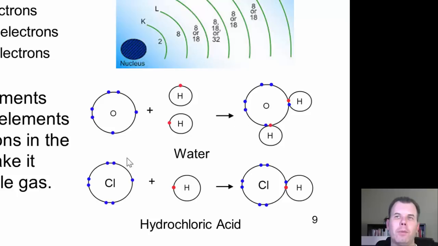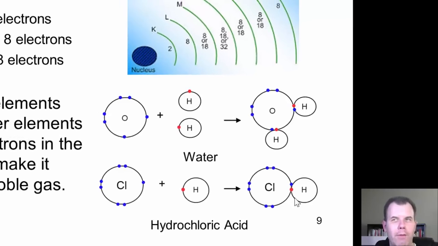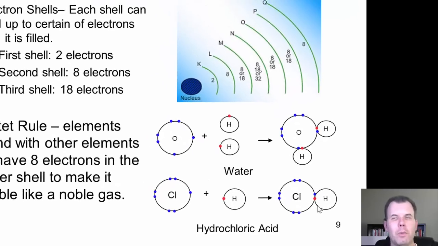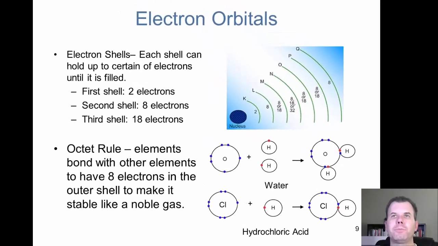So that's one example. Another one, here's hydrochloric acid. Chlorine has 7 electrons. It wants 1 more electron it can share, so it binds with hydrogen. And again, now you have 8 electrons in the chlorine and 2 electrons here. And so that's the property of binding. And so we look at how many electrons they have in order to bind. And so that's going to be an important thing when we talk about these bonds.